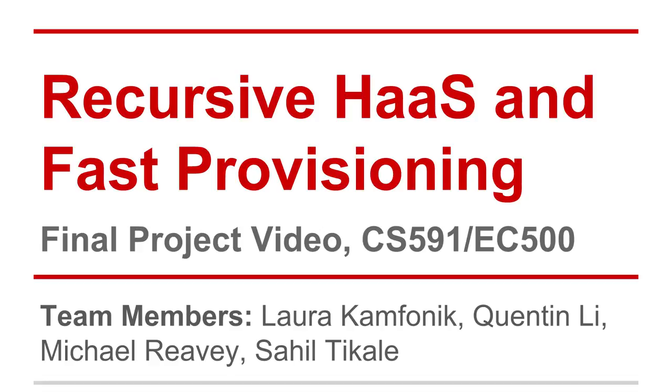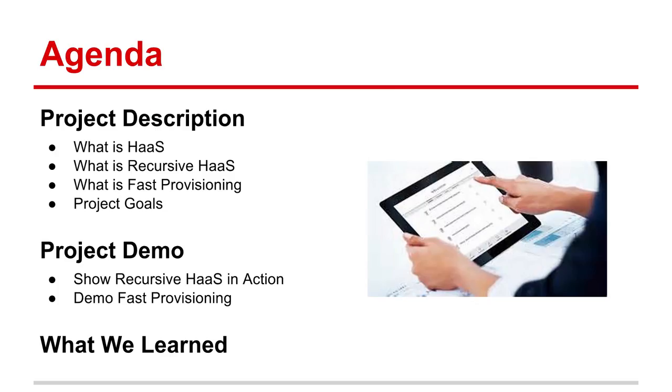Today we're going to take you on a tour of our semester-long project. We'll go over a little bit about what HaaS is and how we're implementing Recursive HaaS and Fast Provisioning on top of that. We'll also talk about our project goals. This project is part of the Massachusetts Open Cloud Initiative, and it was a great way for us to get experience working on an open source project in an Agile Scrum environment. We'll show parts of the code in action and talk about what we achieved and what we learned along the way.